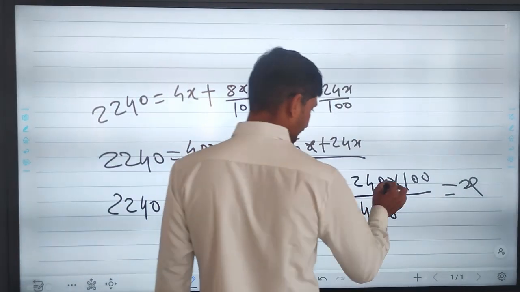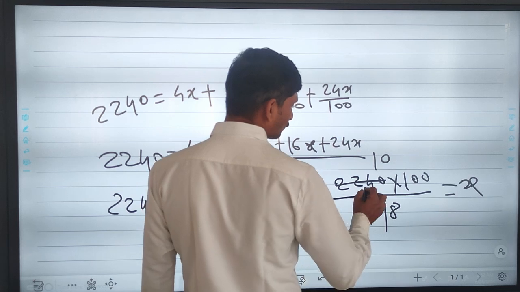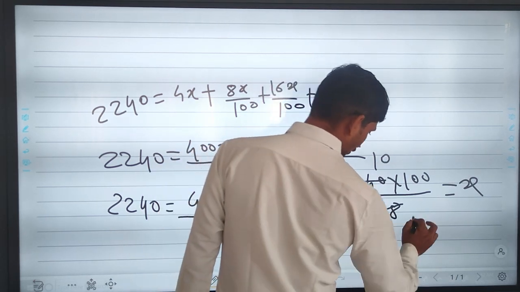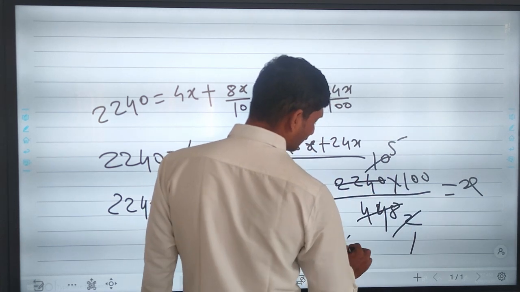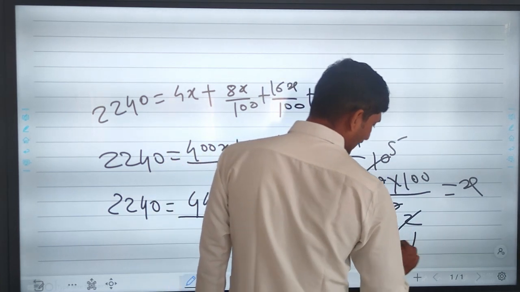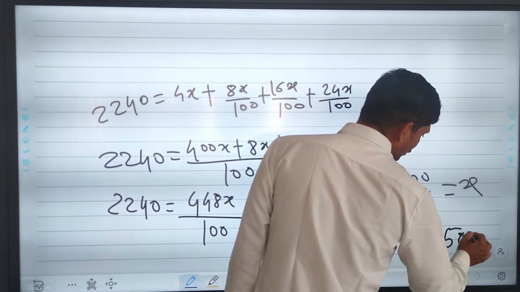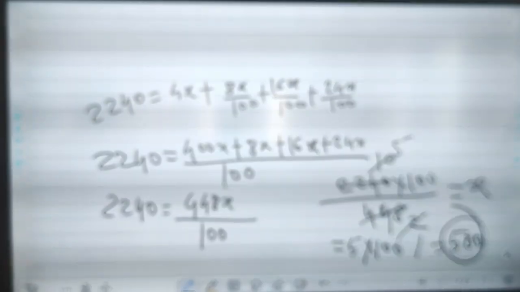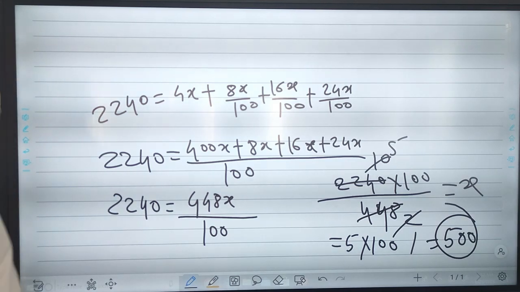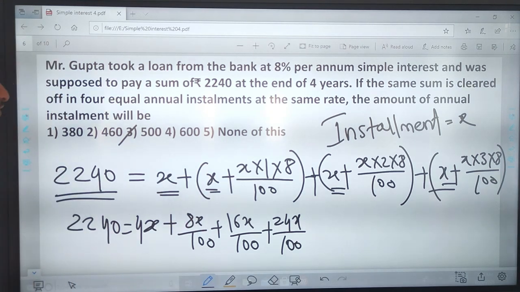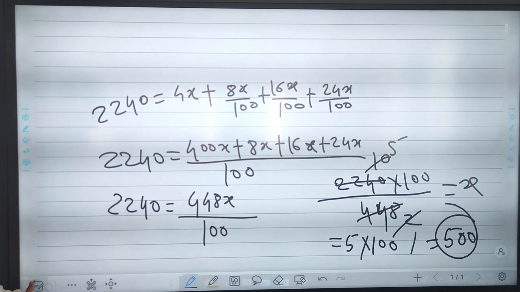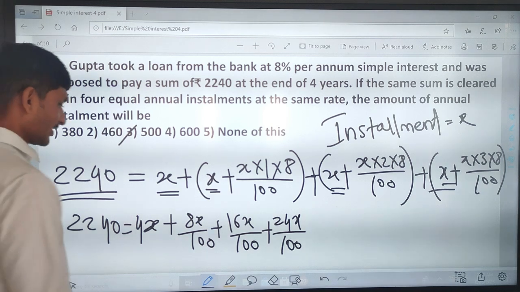Then here 2,240 divided by 448 gives 5, remaining 5 into 100. Your answer is, your installment is 500. Now here your value of X, that is your installment, is 500 rupees. Now next.